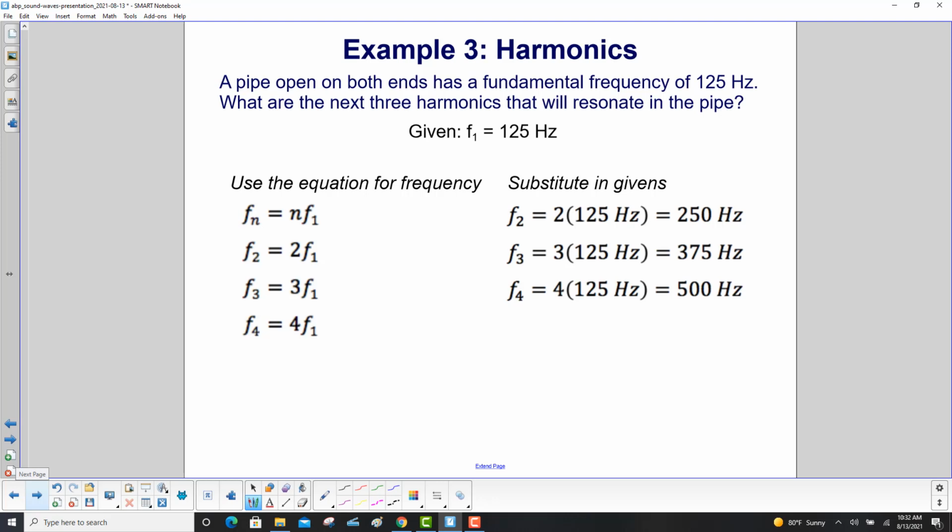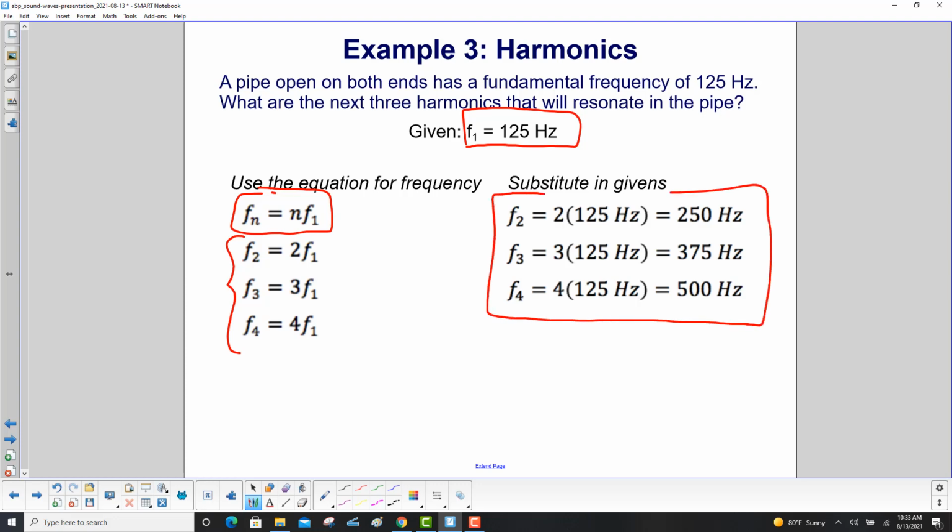For an open tube, the fundamental frequency is f1, and we're told that it's 125 Hertz. So here's our fundamental frequency, N times f1, so that's the 125 Hertz when N is equal to 1. But we're asked for the next three. So we need the second, third, and fourth harmonics, which is twice the fundamental frequency, 3 times, and then 4 times. Substitute in our givens over here, and we get the next three harmonics are 250 Hertz, 375 Hertz, and 500 Hertz.